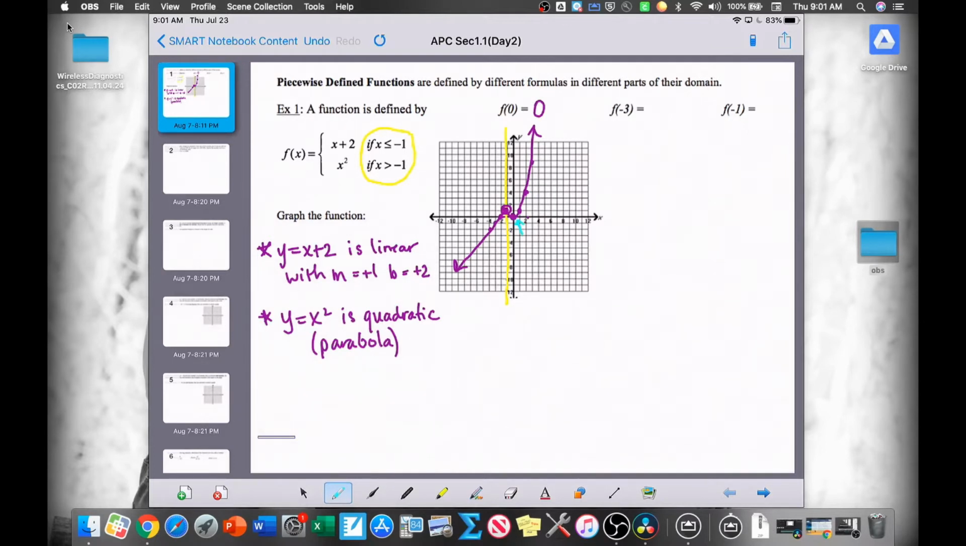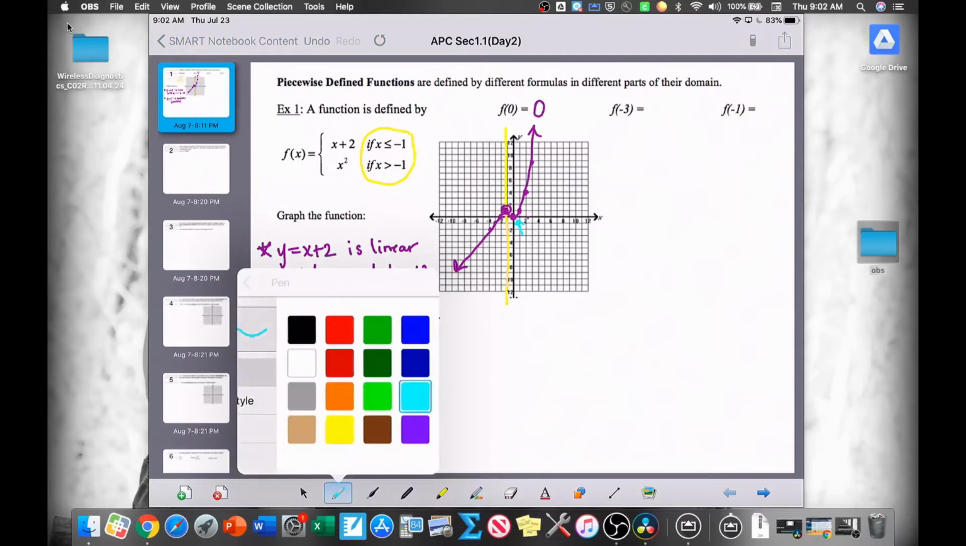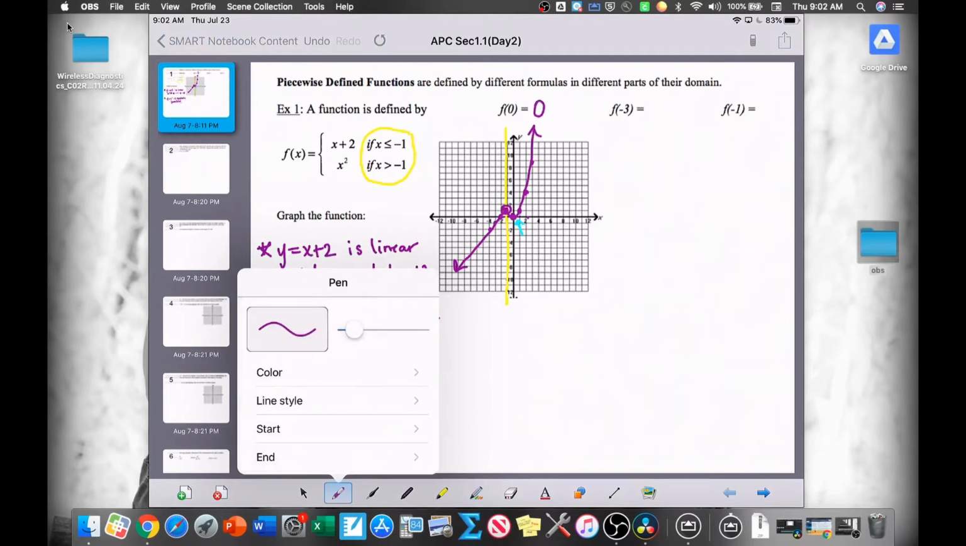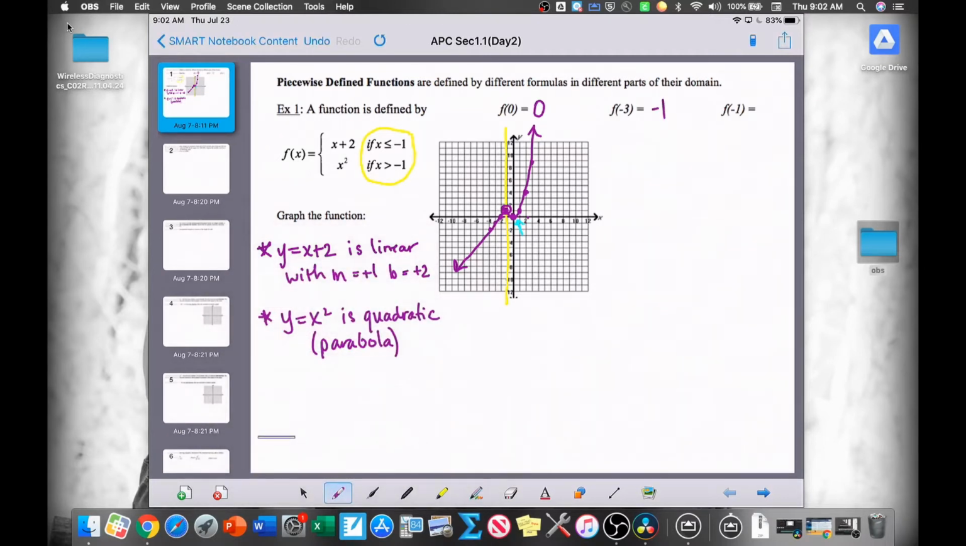f of negative 3, where does negative 3 live? Well, negative 3 is less than or equal to negative 1, so that's going to be on the left-hand side, or that's going to be the first function, the x plus 2. Negative 3 plus 2 gives me a value of negative 1. So I know f of negative 3 is negative 1. And that should match with my graph.